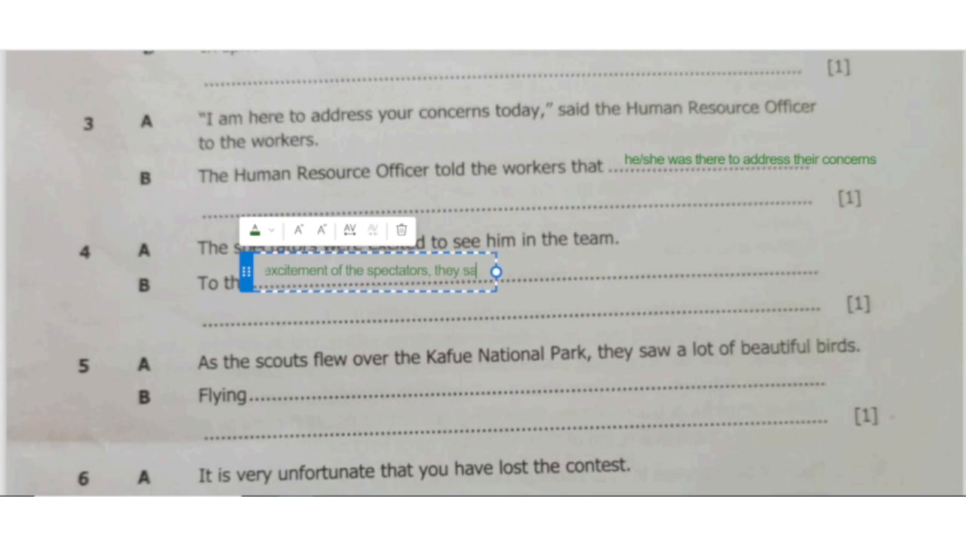They saw him in the team. Okay, I hope I've typed what I've said. They saw him in the team. Okay, so that is the way you should write it. To the excitement of the spectators, they saw him in the team. Okay, so that is the answer for this one.